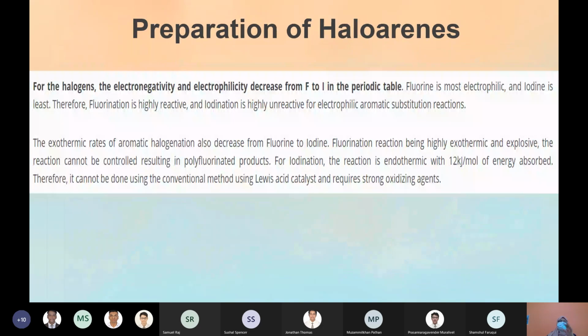So what will happen? The reaction will be more vigorous and faster, so that it will be uncontrollable. It will be a very highly vigorous reaction. That is why you cannot prepare a fluoro compound, fluoroarenes, using this method.